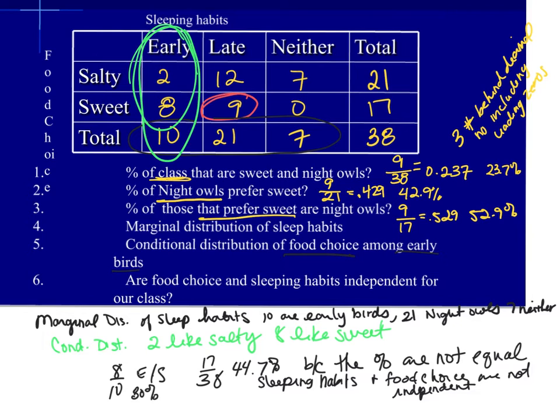And we could also compare it, like the 8 out of 10, we could compare that to the 9 out of 21. Well, that's also not the same percentage. So we can again say that they are not independent. You can look at any two percentages. If they're equal, then independence can be assumed. But if they are not, then we cannot assume independence.